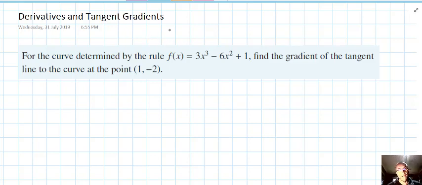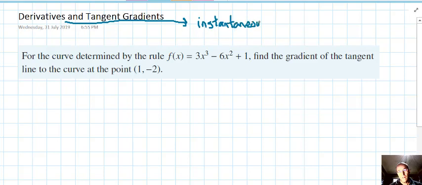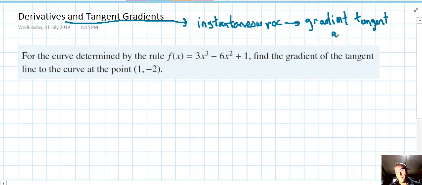Okay, we're going to learn more about derivatives and their relationship with the gradients of tangents. We've seen before that the derivative is linked to ideas such as instantaneous rate of change from all of the previous learning we've done. Instantaneous rate of change, and from that, gradient of a tangent at a point on a curve. So let's develop that and see a few more examples in the rest of this video.